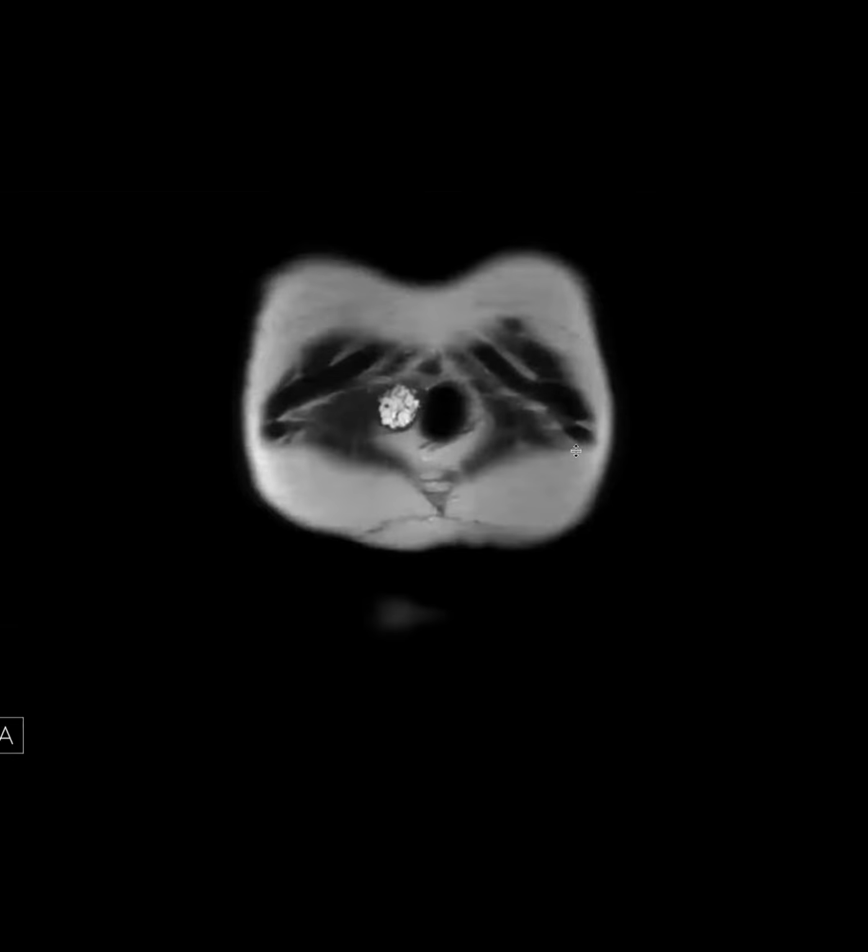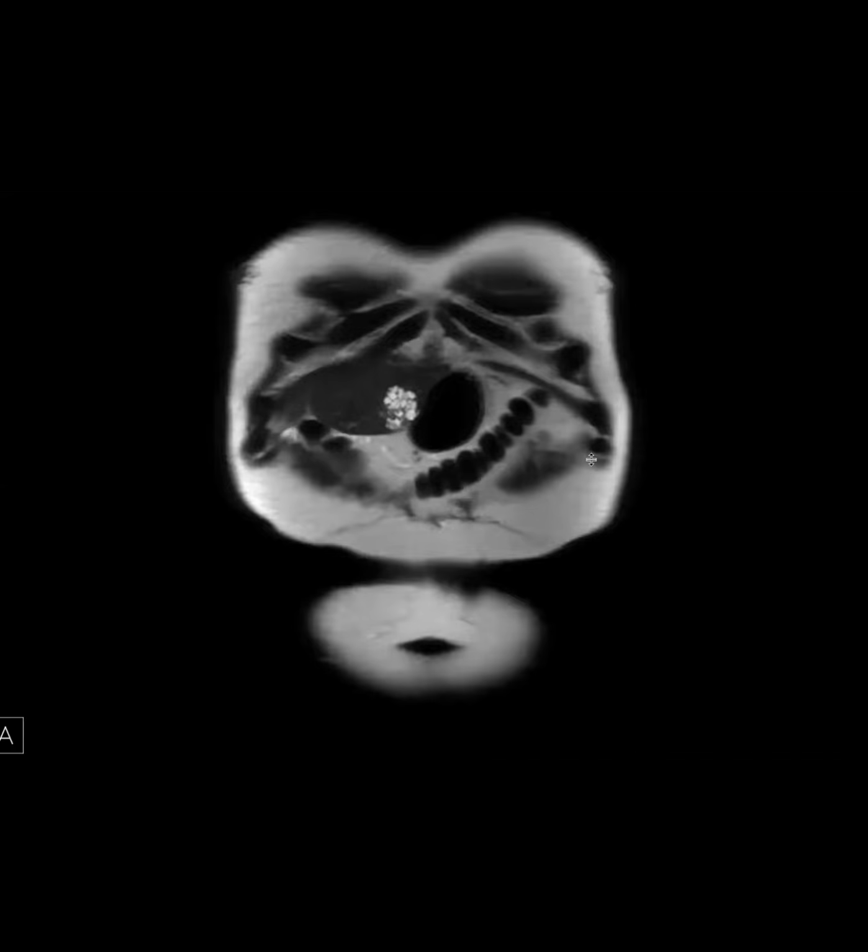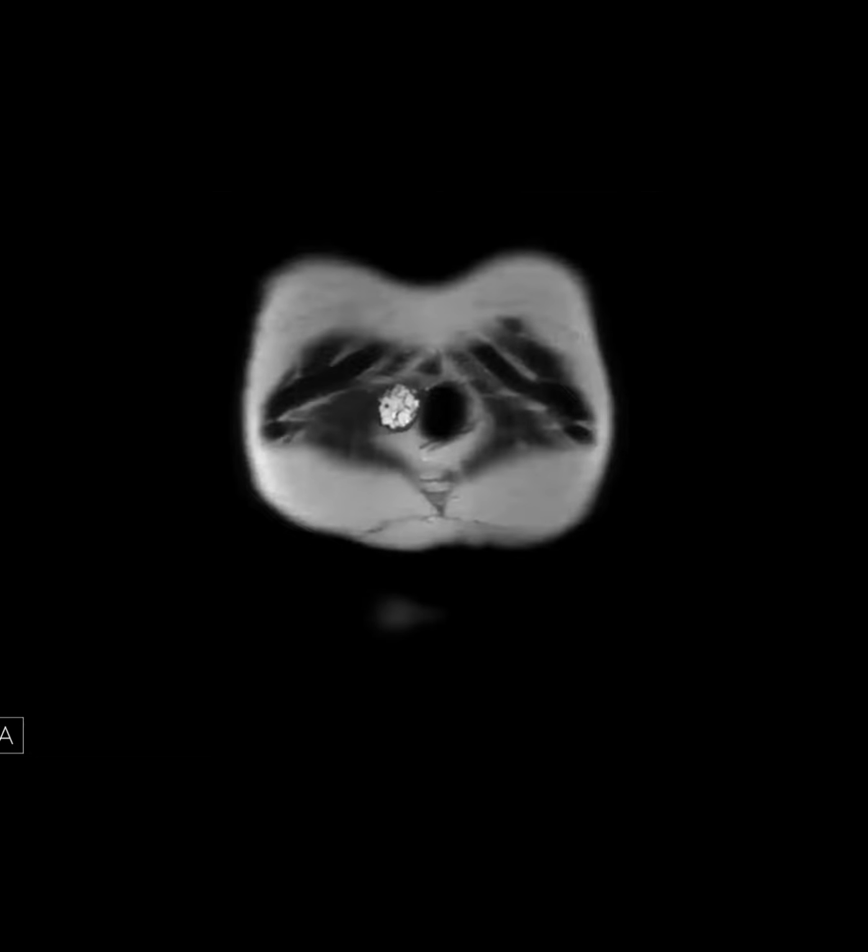Okay, can you pause? I'm going to pull up the next case. This is another case. Here it almost looks like a serous adenoma. Let me give you the axials.